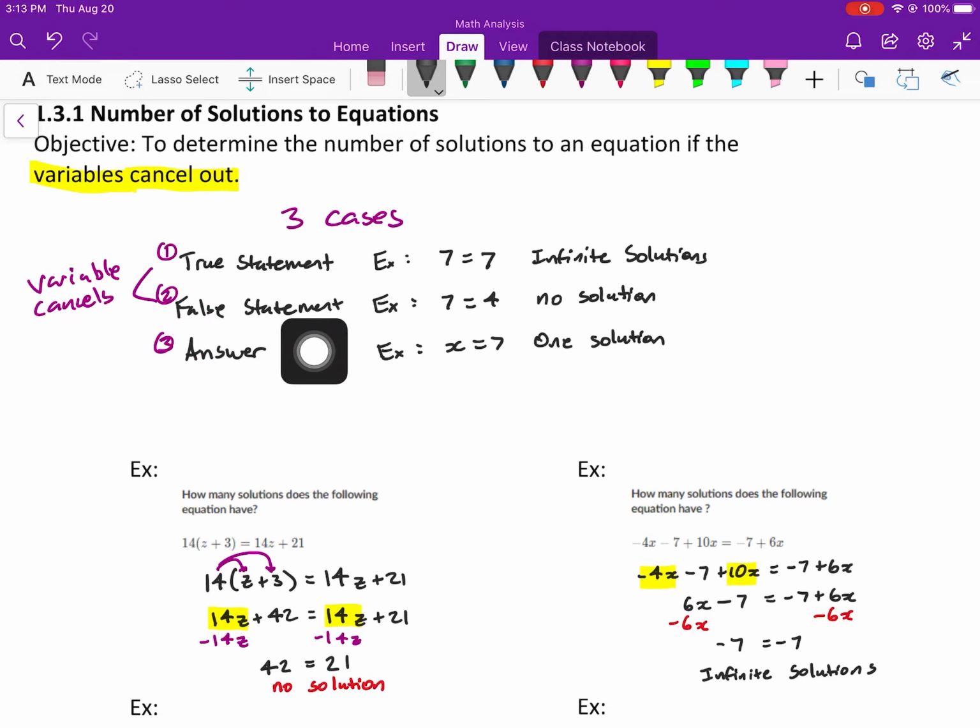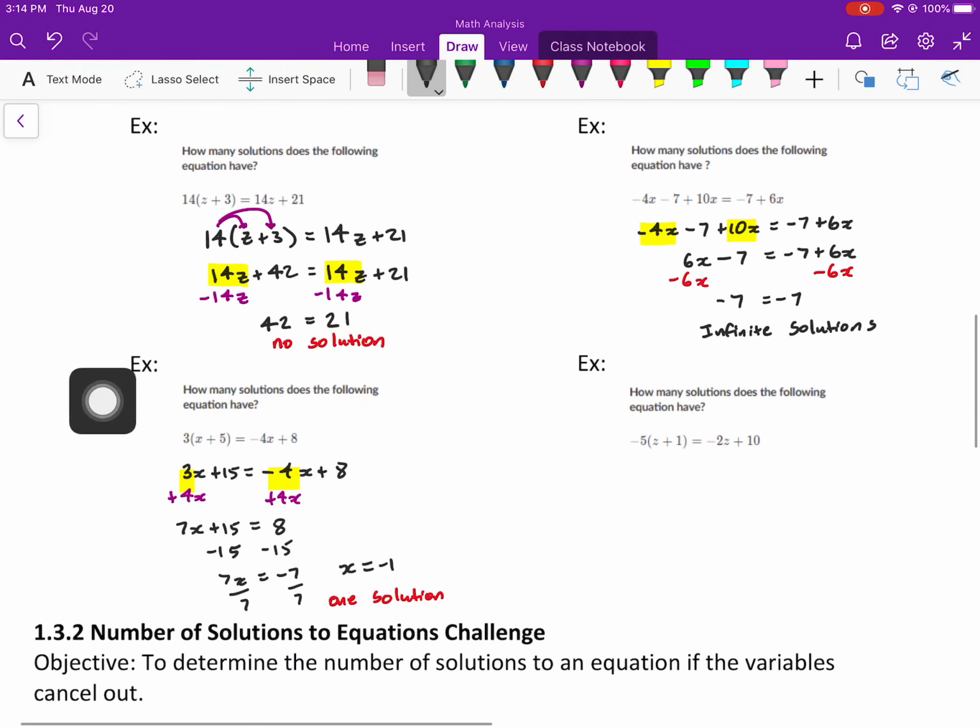If the variables cancel and you end up with a false statement like 7 equals 4 or something like that, then you know there's no solution. And if you end up with an answer like x equals a number, then you have one solution. So how can you tell that really quick? Well, if the variables are the same on both sides, you know they're going to cancel out.